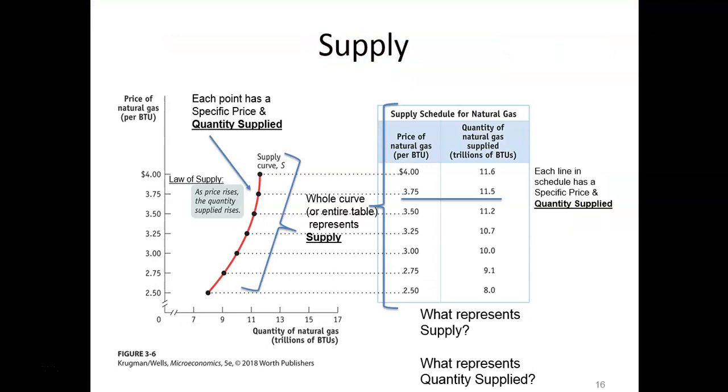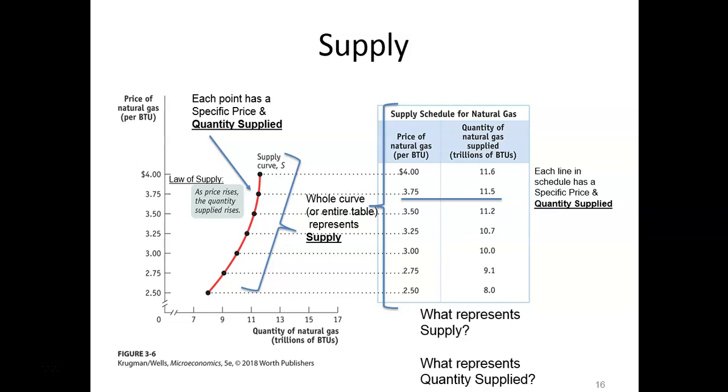I said sold a second ago. Sold is only going to happen in part 2 when we bring supply and demand together. So again, this is what producers would want to do. It's important to understand that. Sometimes some producers are part of supply even if they're not producing anything.